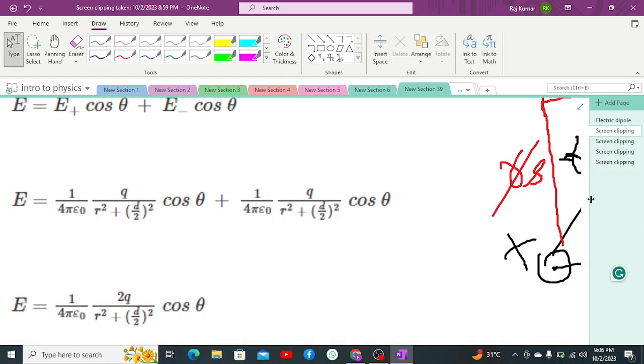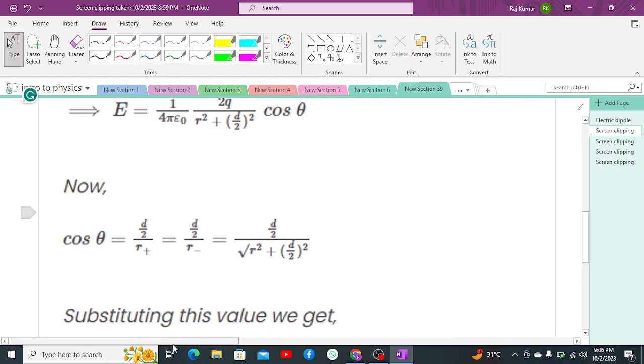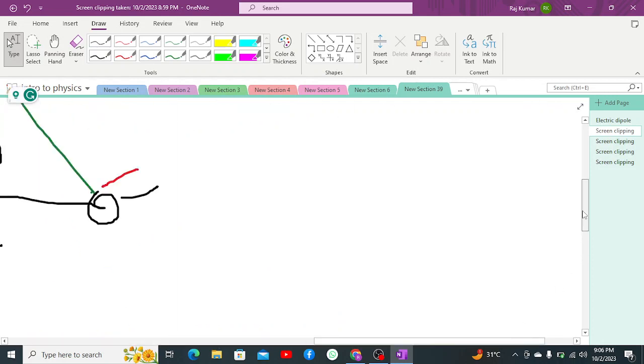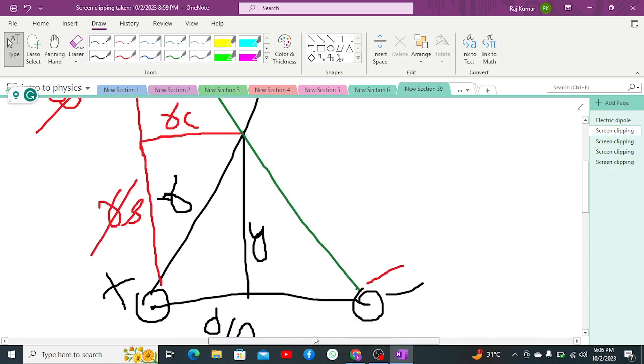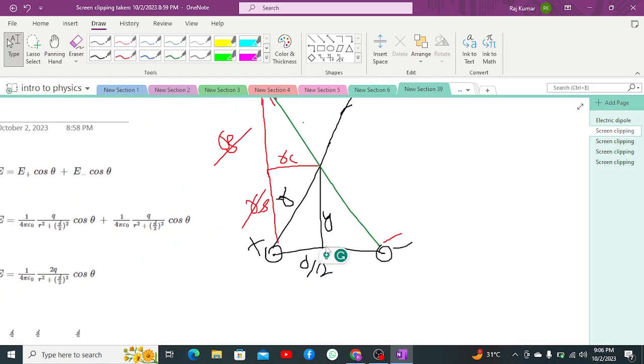In that case, cos theta is equal to d upon 2 upon r. How are we supposed to calculate it? Here cos theta is equal to d upon 2 upon r, which means cos theta is equal to half of the radius, because the force is acting in this direction. Force is acting over here. So in order to calculate it, it is equal to d upon 2 upon r.